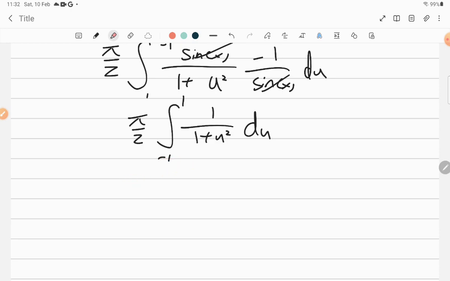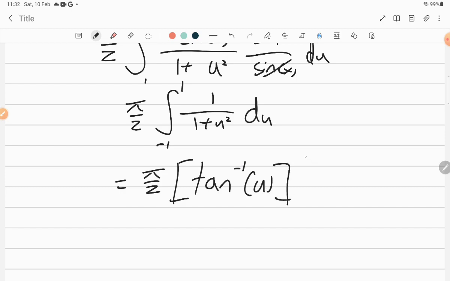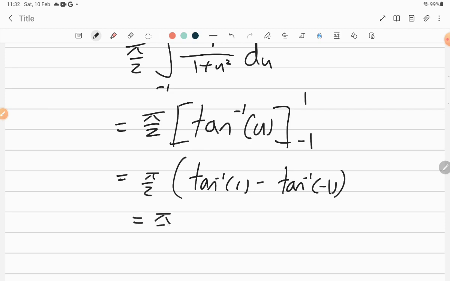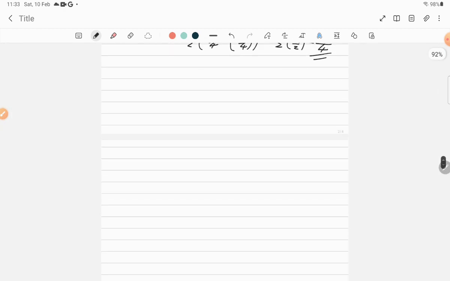And the integral of 1 over 1 plus x squared dx is just equal to arctan of x. So this is equal to pi over 2 times arctan of u from 1 to -1. This is equal to pi over 2 times arctan of 1 take away arctan of -1. This is equal to pi over 2 times pi over 4 take away -pi over 4, which is pi over 2 times pi over 2, which is equal to pi squared over 4. Okay, that is method 1.